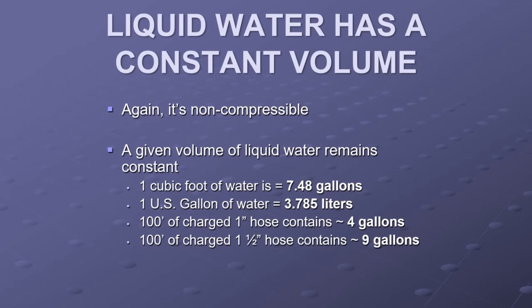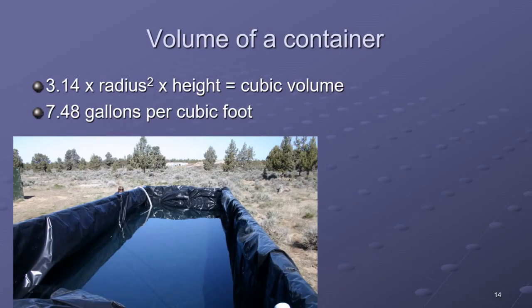100 feet of 1.5 inch is going to be 9 gallons. 100 feet of 1 inch is going to be 4 gallons. Those are useful numbers in calculating how much water it takes to fill up a hose lay, let alone to feed it afterwards. I also really like this number. 1 cubic foot of water is 7.48 gallons. That comes in pretty handy for me when I calculate how big a water source is, right?